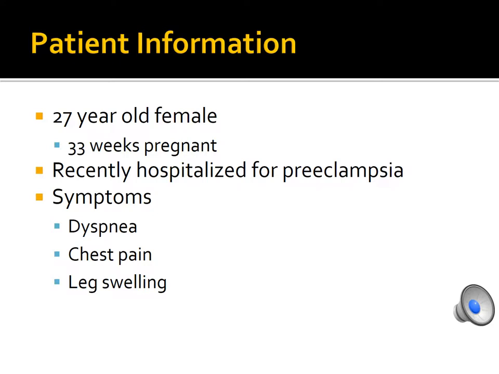Okay, so the patient we're dealing with today is a 27-year-old female who happens to be 33 weeks pregnant. Now, the patient was recently hospitalized within the last few weeks with preeclampsia. And this time she went in to see her primary care provider with symptoms of some chest pain and some shortness of breath. Now, these symptoms worried her provider, who suggested that she seek further evaluation at the local emergency department. The ER provider ordered multiple imaging exams to determine whether the patient had some sort of a blood clot.